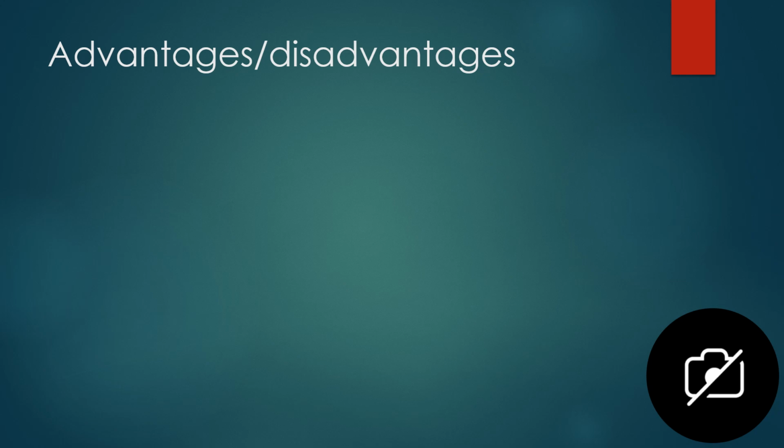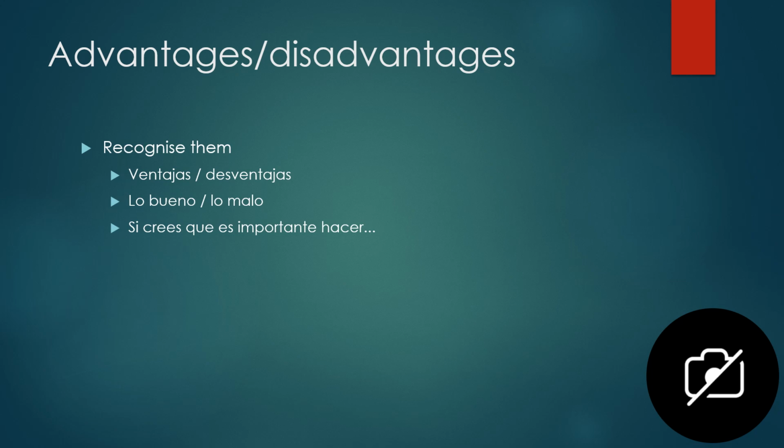When you look at the advantages and disadvantages questions, I'm going to give you just a bit of an outline of how you can recognize them. So ventajas y desventajas, the words for advantages and disadvantages. Lo bueno y lo malo. Lo bueno, the good thing, lo malo, the bad thing. You may also hear lo mejor, lo peor for the best thing and the worst thing. This will still apply. Si crees que es importante hacer, if you think it's important to do something, again, that's advantages, disadvantages.